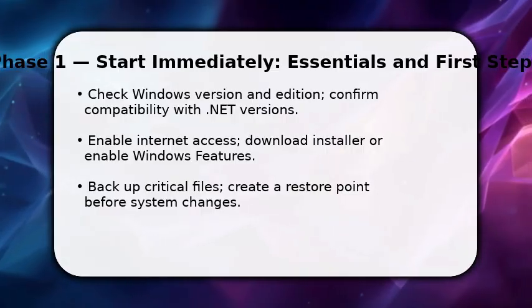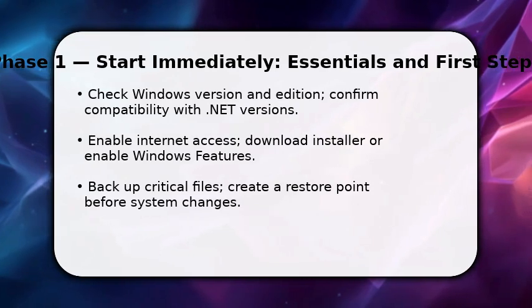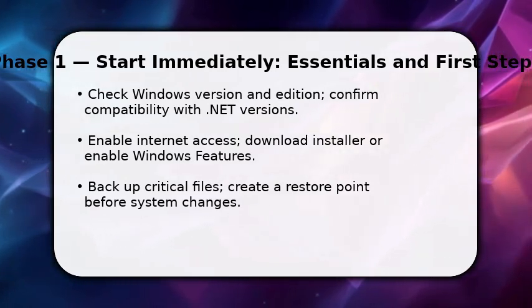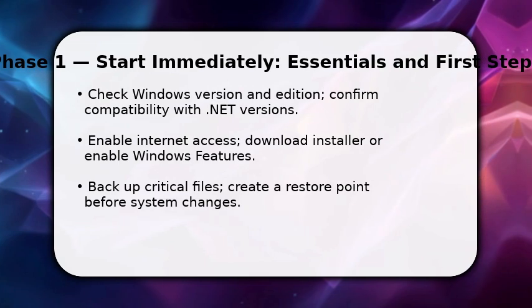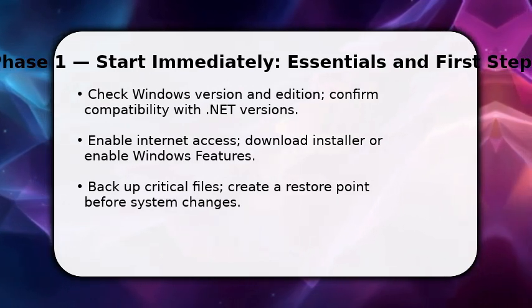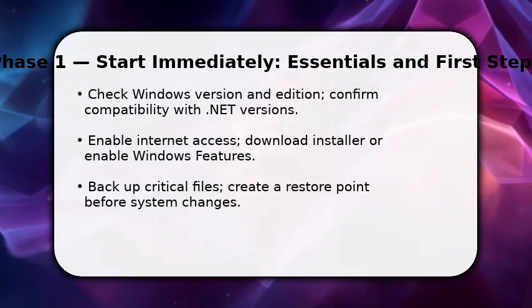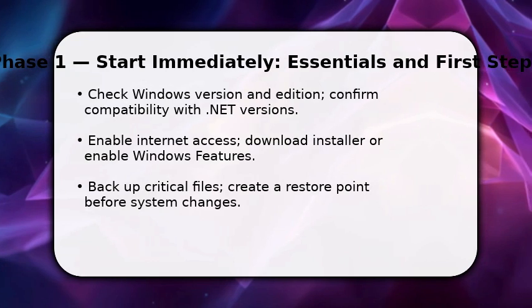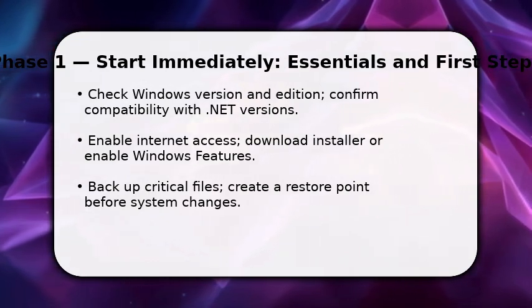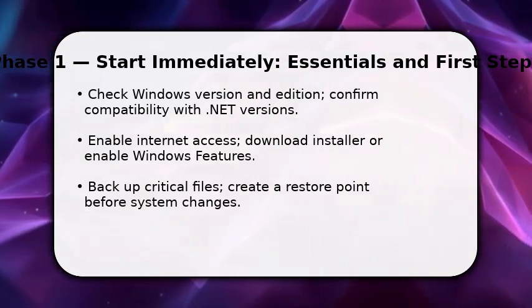You start by confirming prerequisites. Check your Windows build and whether you need .NET Framework 3.5, 4.x, or both. Once done, enable Internet access and choose Installer versus Windows features. Each path differs in prompts and permissions. Make sure to create a system restore point. This prevents rollback headaches if something fails.